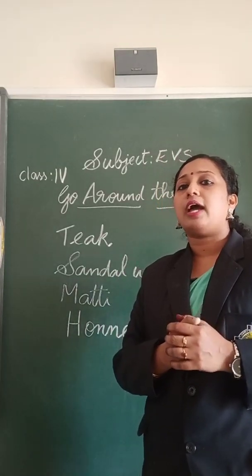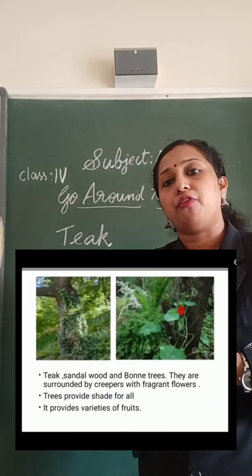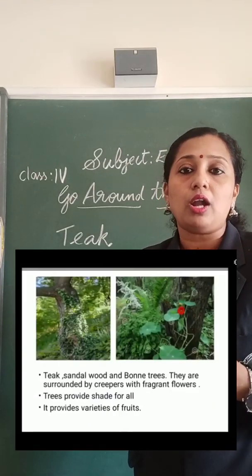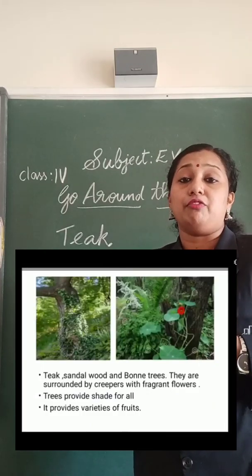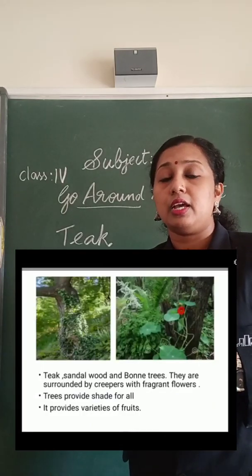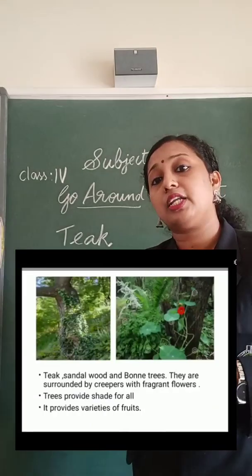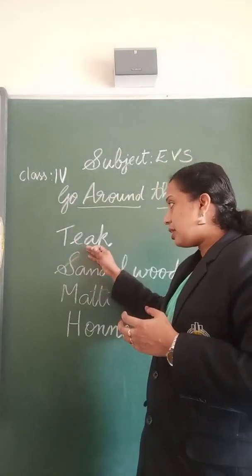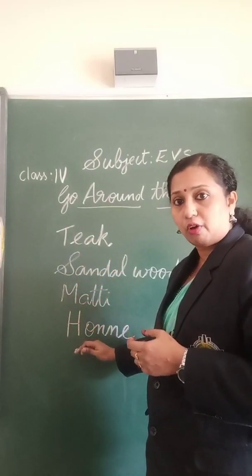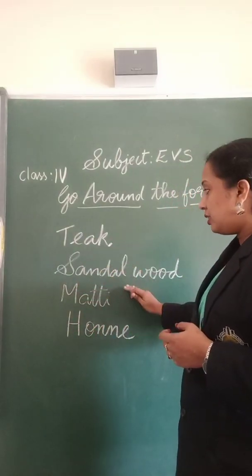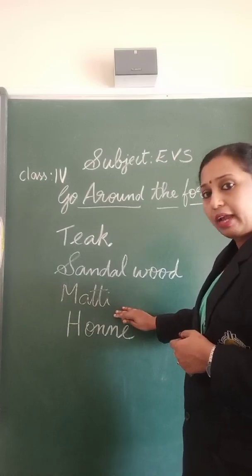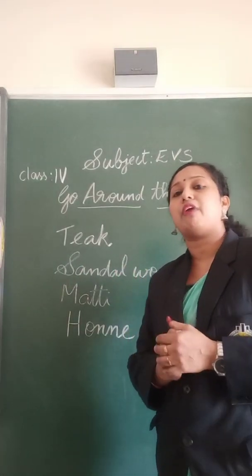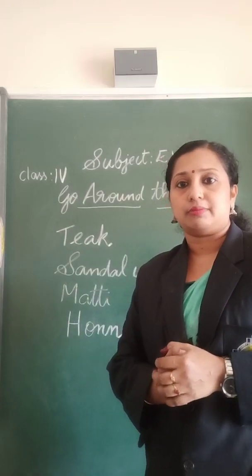And you have studied that the trees provide shade for all, isn't it? So these trees provide shade for all, and these trees provide varieties of fruits, isn't it? From the trees we get varieties of fruits also, isn't it, children? So these are some of the trees that you can find in the forest. They are the teak tree, then sandalwood tree, then Mati and honne.